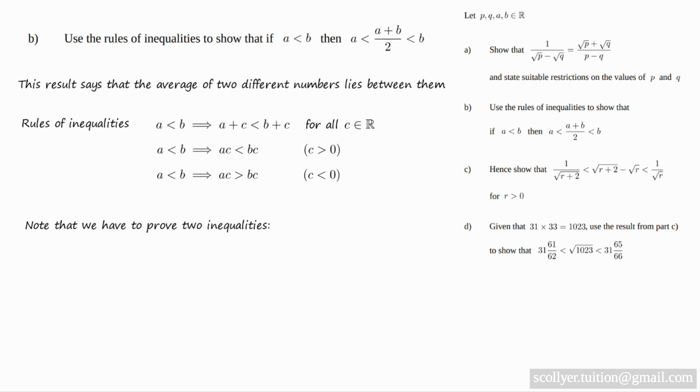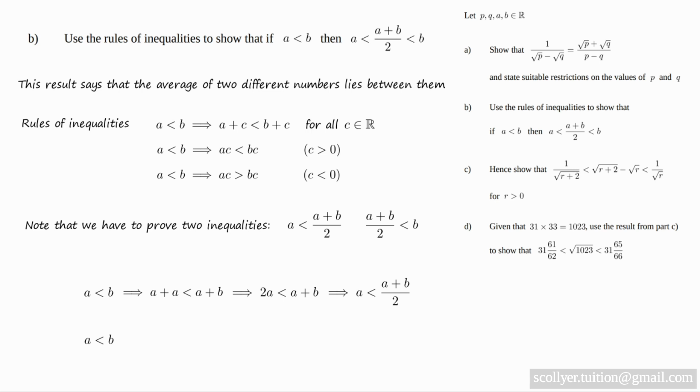Now, we should note that we in fact have to prove two different inequalities, namely A is less than A plus B over 2 and A plus B over 2 is less than B. And in fact this turns out to be quite straightforward. To prove the inequality on the left, we start with A is less than B and we add A to both sides. That simplifies to 2A is less than A plus B, and we can divide through by 2 because it is a positive number to show that A is less than A plus B over 2.